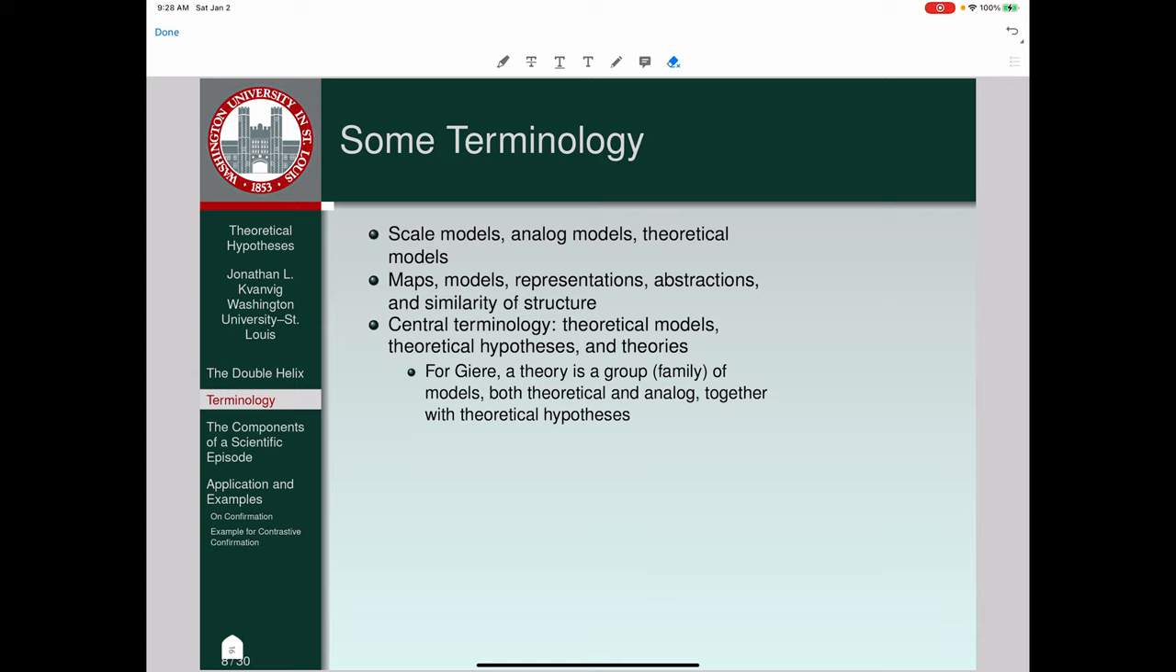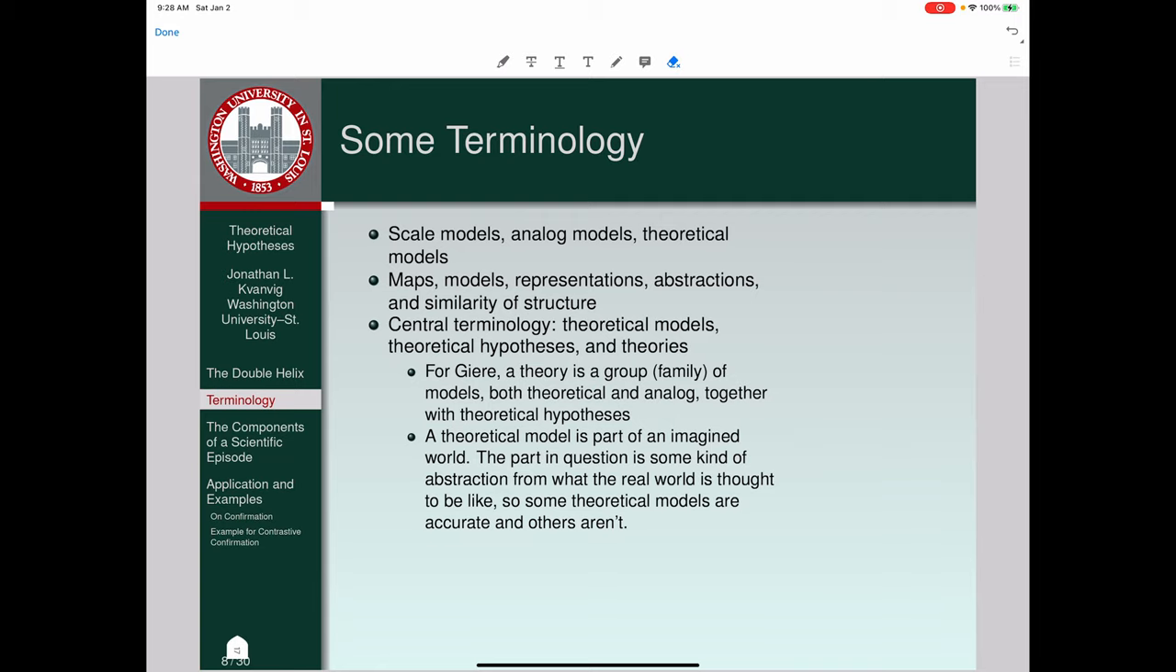So theories are not going to be the sort of thing that are true or false, because a group of models doesn't have a truth value. Theoretical hypotheses are the sorts of things that can be true or false. But a theory itself cannot be true or false on this way of speaking and thinking.